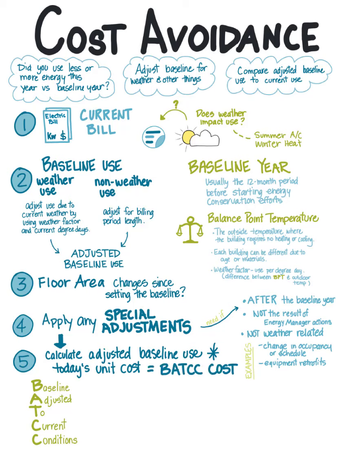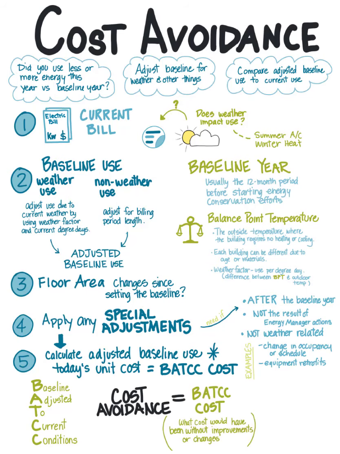Now it's time to see if we have been conserving energy and saving money. Cost avoidance is equal to the BATC cost minus the current cost. Hopefully your current cost is less than the BATC cost because you have been conserving energy. A positive number here is the amount of money you avoided spending compared to the baseline year. That wraps up our overview of cost avoidance.